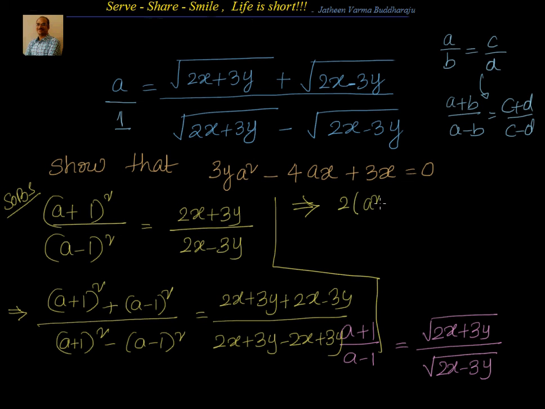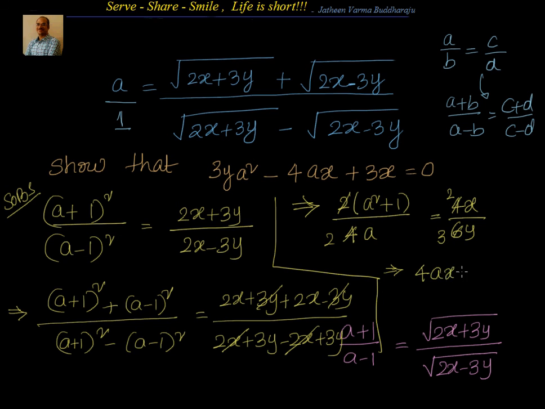So can I say 2 into a square plus 1 divided by a plus b whole square minus a minus b whole square, which is 4ab. So that is 4a equal to, when you add them 3y will cancel, when you subtract them 2x will cancel. So you have 4x divided by 6y. We can simplify that. We should get our answer. If we simplify, 2 will go 2 times, 2 will go 2 times, 2 will go 3 times. When I do cross multiplication, I will have 4ax equal to 3y into a square plus 1.